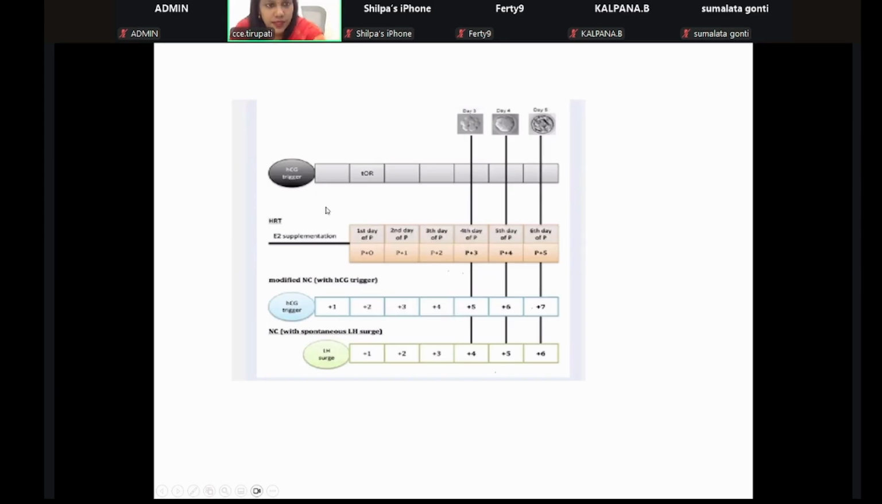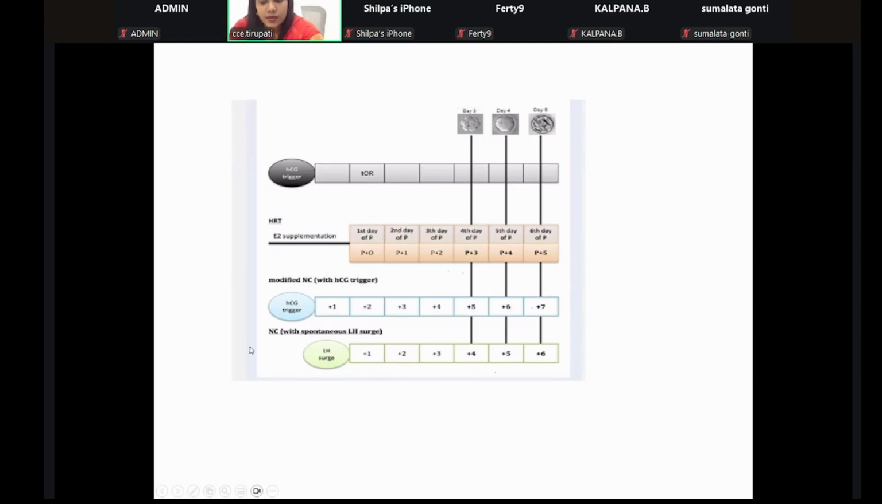So this is the same thing. In HRT cycles, whenever the endometrium is adequate, we start with progesterone. On the 6th day of starting progesterone, we can do the transfer. This is the modified natural cycle with HCG trigger. We should give the trigger, monitor 36 hours after, and then start progesterone. After the HCG trigger, transfer will be around the 7th day. In a natural cycle, we detect the LH surge, then start progesterone. On the 6th day, transfer will be done.